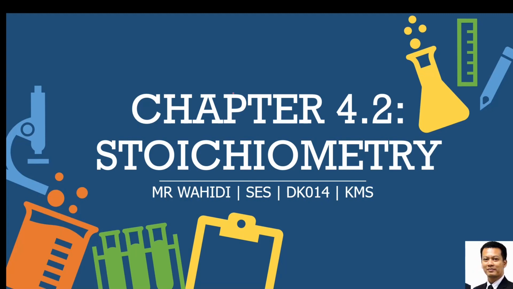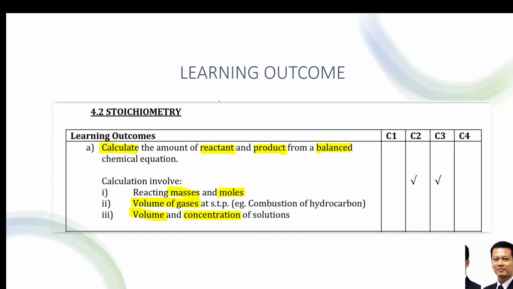We are going to proceed to chapter 4.2, Stoichiometry. Learning outcome: at the end of the lesson, you should be able to calculate the reactant and product from a balanced chemical equation. The calculation that you need to do is related to mass, mole, volume of gases, and volume of solution and concentration of solution.